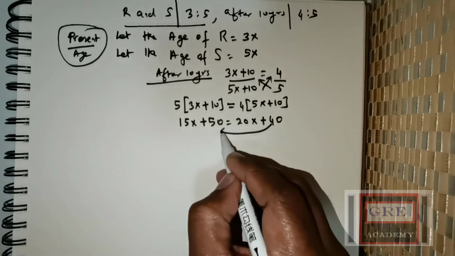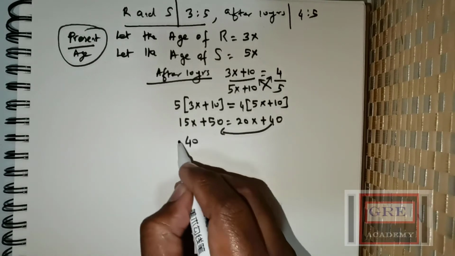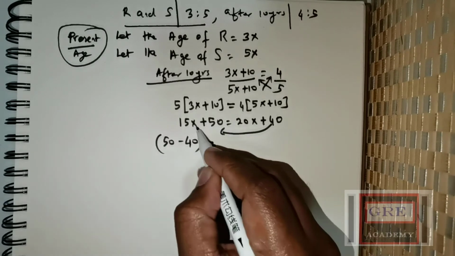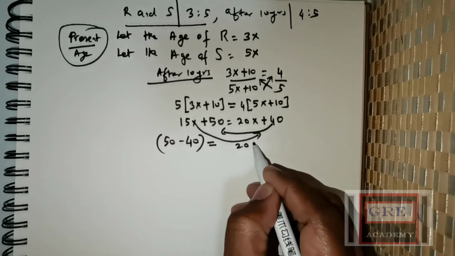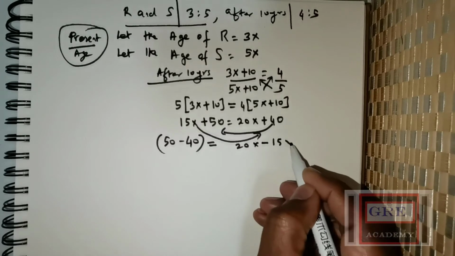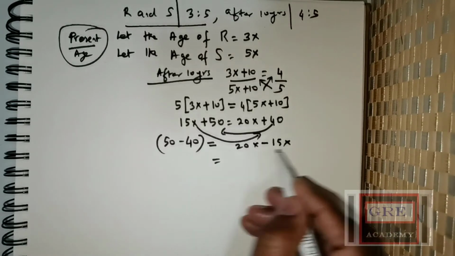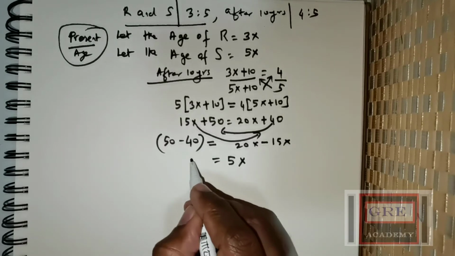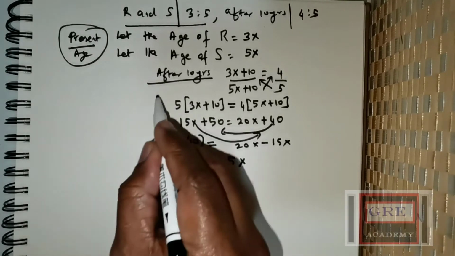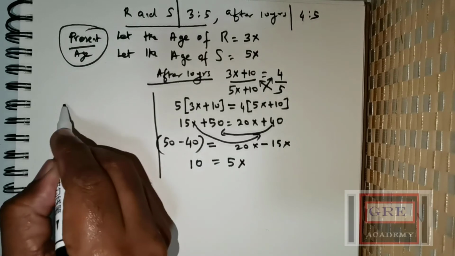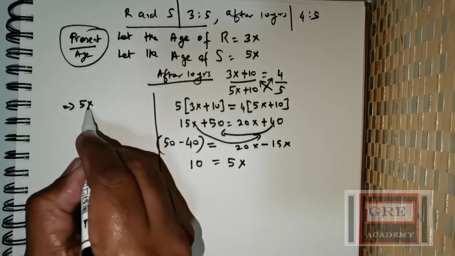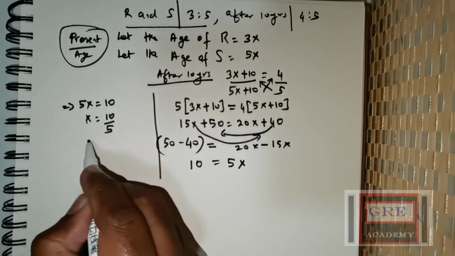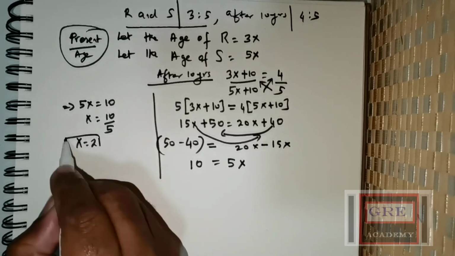I move 40 to the left, I get negative 40, so that's going to be 50 negative 40. I move 15x to the right, so that's going to be 20x negative 15x. 20x negative 15x is going to be 5x. 50 negative 40 is going to be 10. So I'm using the space here. So this means I get 5x is equal to 10, and x is equal to 10 divided by 5, which means x is equal to 2.